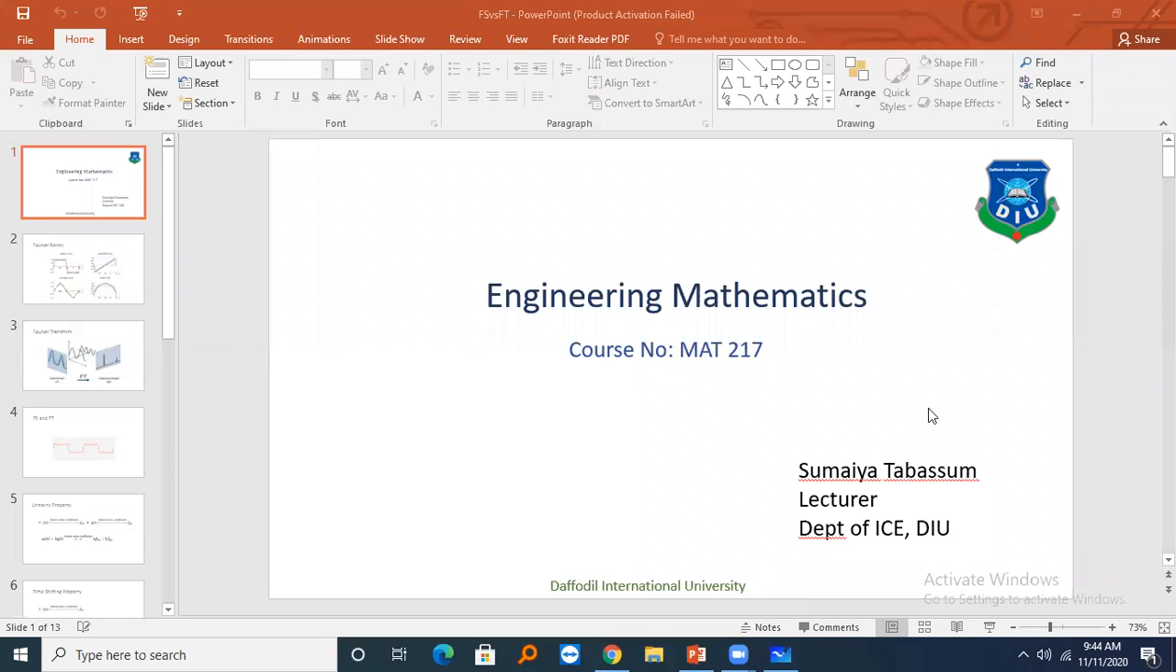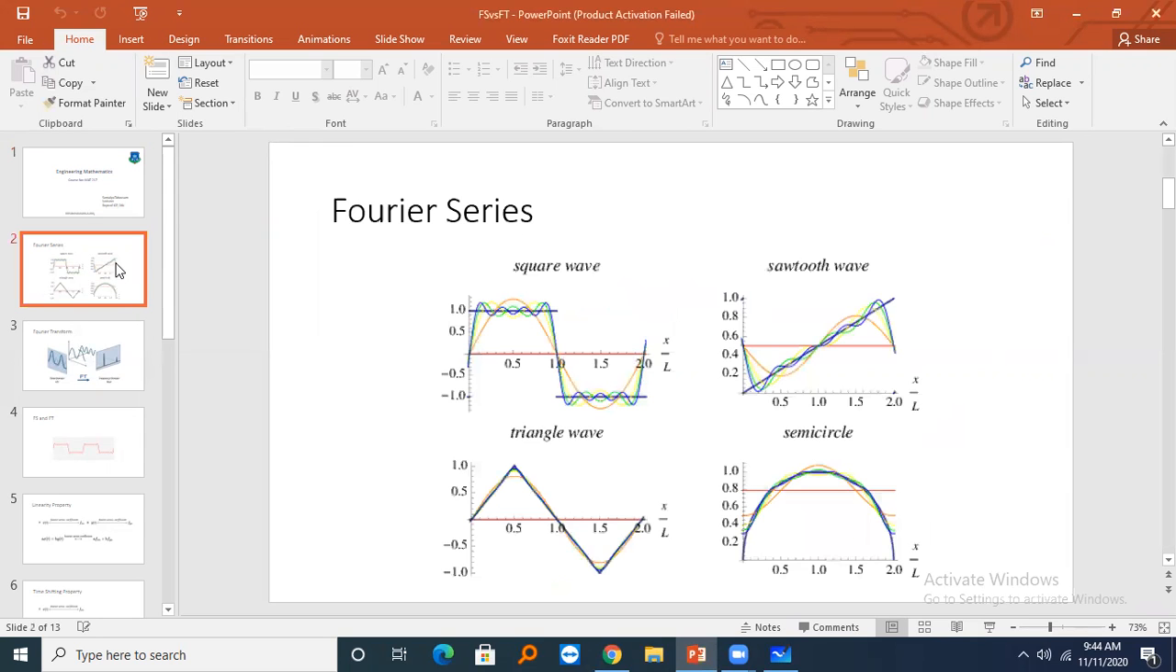Hi, today we learn about Fourier series and Fourier transform concepts and learn the properties of Fourier series. So first of all, we'll get into the Fourier series.